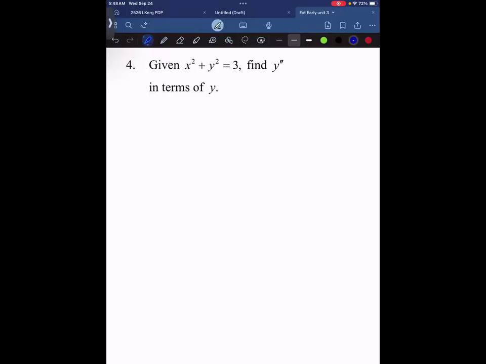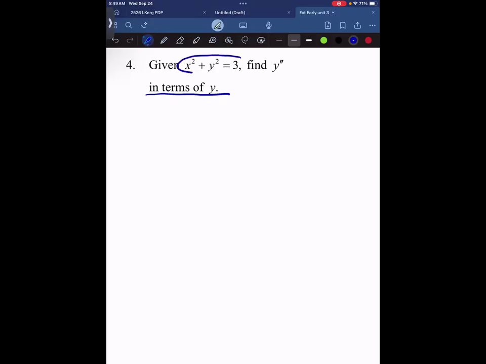Number four. It says, given x squared plus y squared equals 3, find y double prime in terms of y. That's what's going to be the tricky part. That means y double prime equals an expression that does not have a dy/dx in it. It has to have only x and y. Since y is in terms of x, having an x in there would be okay, but we can't have a y prime. So I'll show you what that looks like.